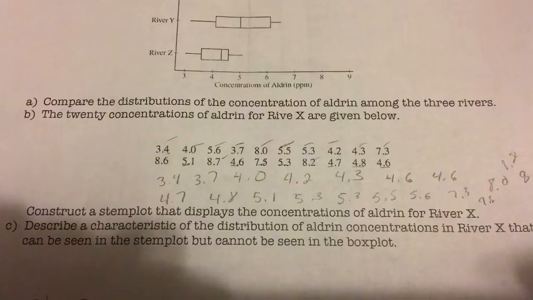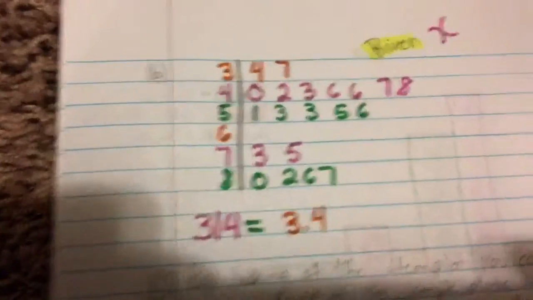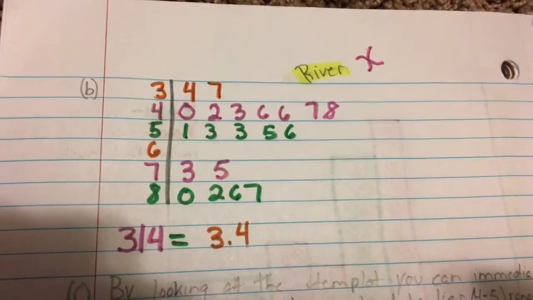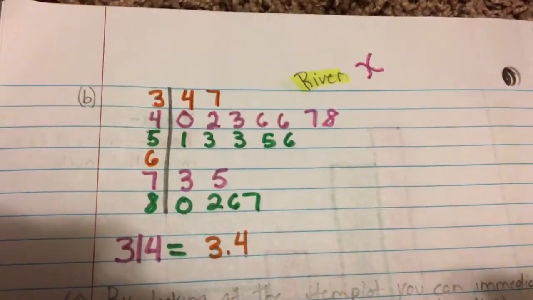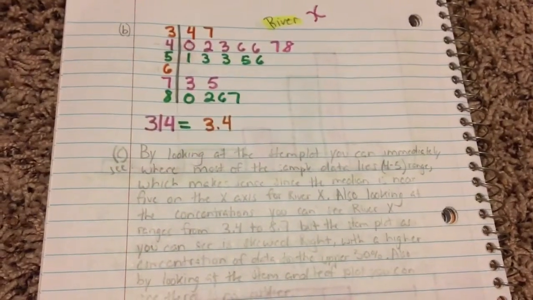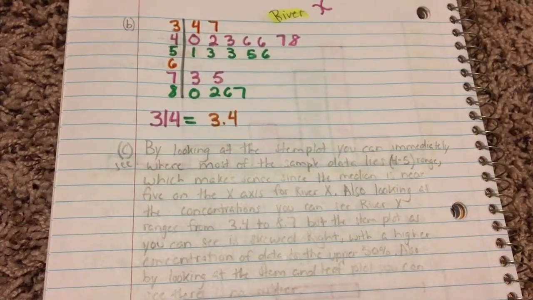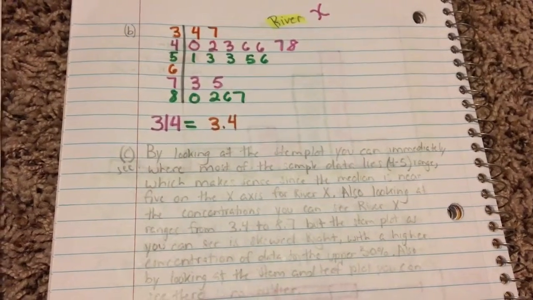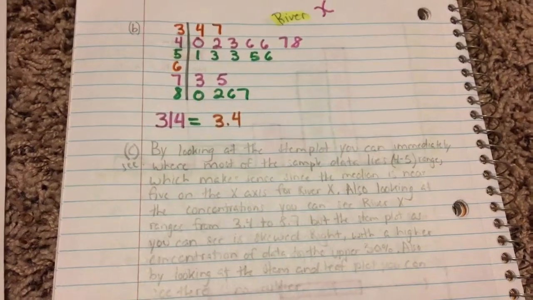To answer question B, with the information given, I was able to create my stem and leaf plot, and as you can see, my whole numbers are used as my stem, and my leaves are used as my decimal points for river X. And finally, to answer question C, by looking at the stem and leaf plot, you can immediately see where most of the sample data lies, which is in the 4 to 5 range, which makes sense since the median is near 5 on the x-axis for river X.